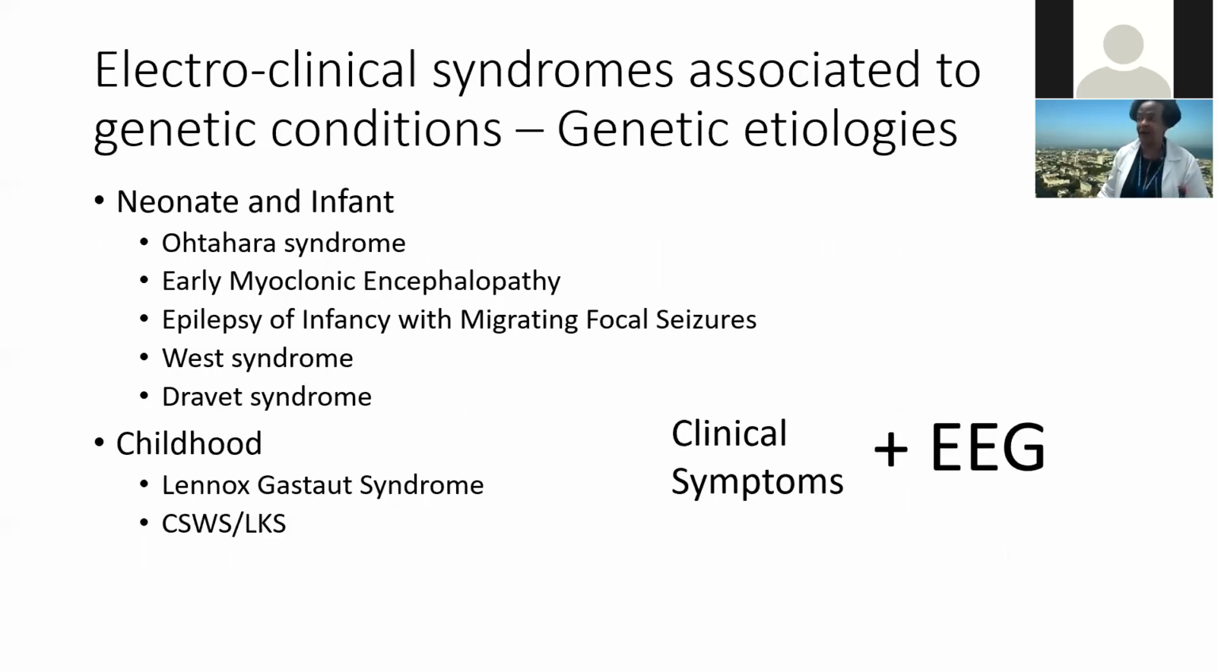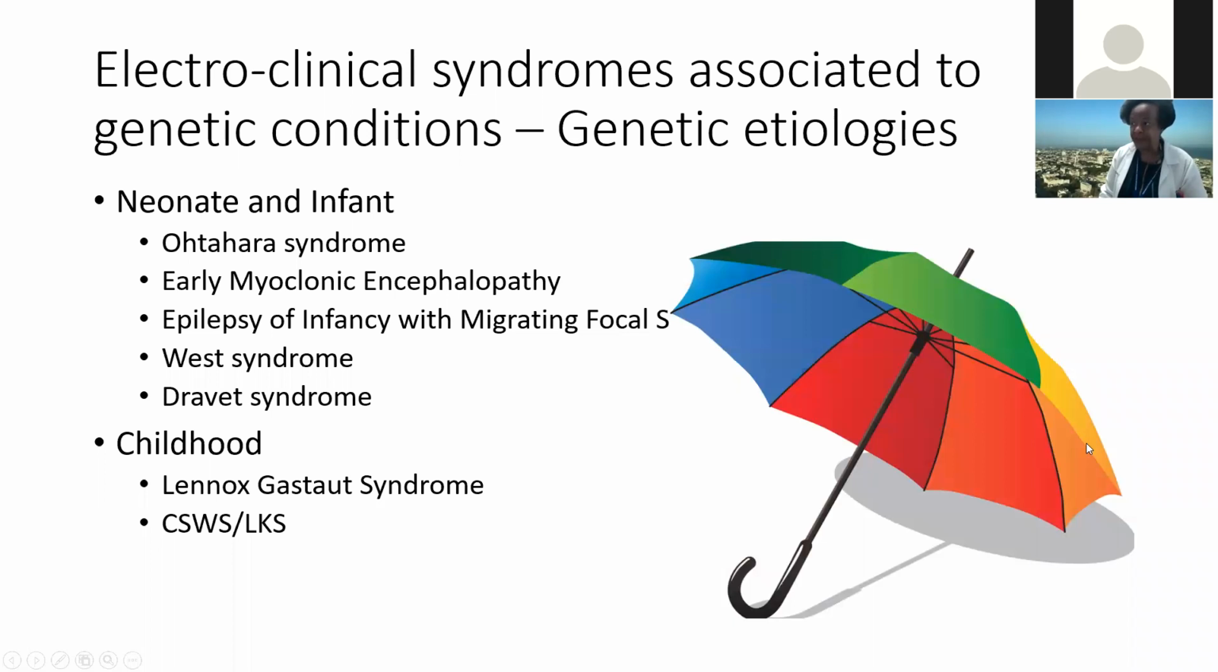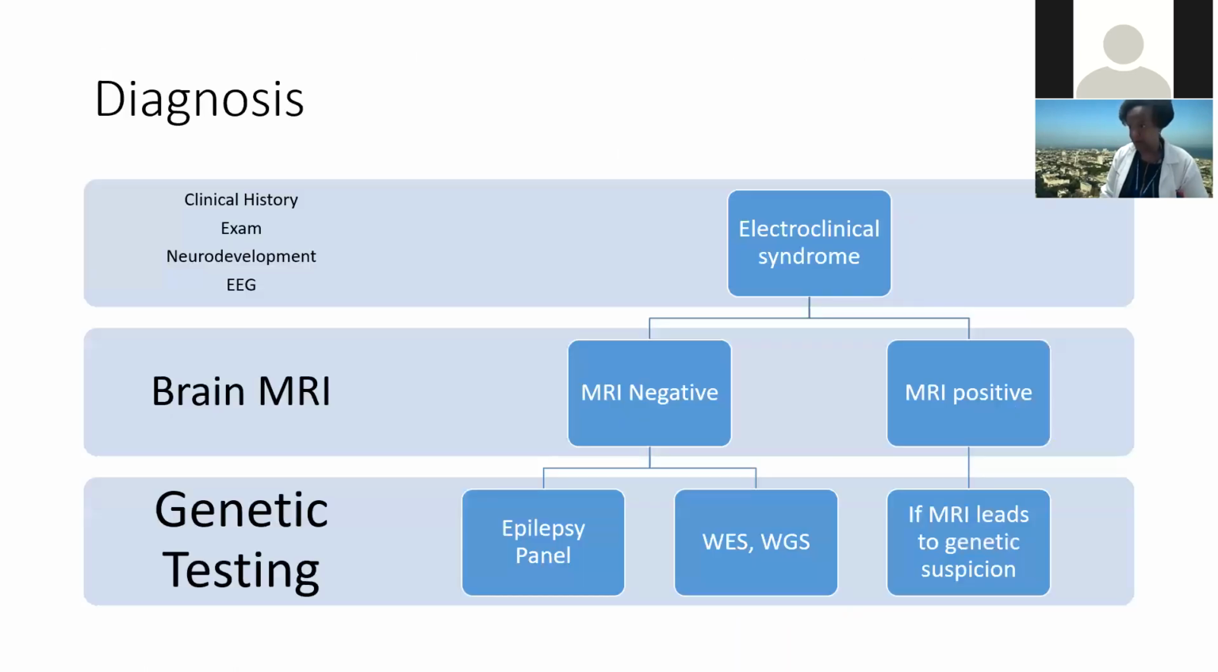So as I mentioned, these are by age group, the electroclinical syndromes with onset in neonate and infancy. We have Ohtahara syndrome, early myoclonic encephalopathy, epilepsy of infancy with migrating focal seizures, West syndrome, and Dravet syndrome. And then starting later during childhood, we have the Lennox-Gastaut, and we have the continuous spike and wave of slow sleep and the Landau-Kleffner syndrome, okay? This is what we know from the clinical symptoms and the EEG. What we need to know, okay, is how we get to the cause of the problem. Because any of these syndromes can have different causes, right?